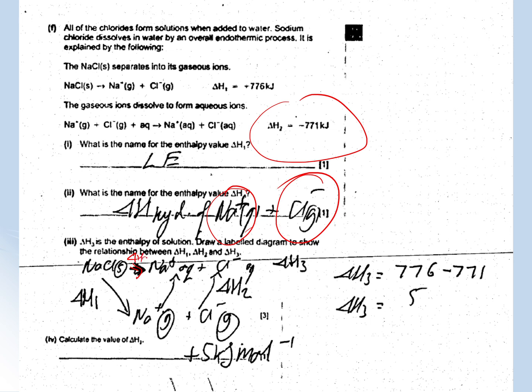That's my enthalpy of solution there. That's my lattice enthalpy there. And then these are my hydration enthalpies here and here. So this time we were trying to find out the enthalpy of solution, I think, which ends up as 5, and then I just put my final answer with the units and the sign on as plus 5.